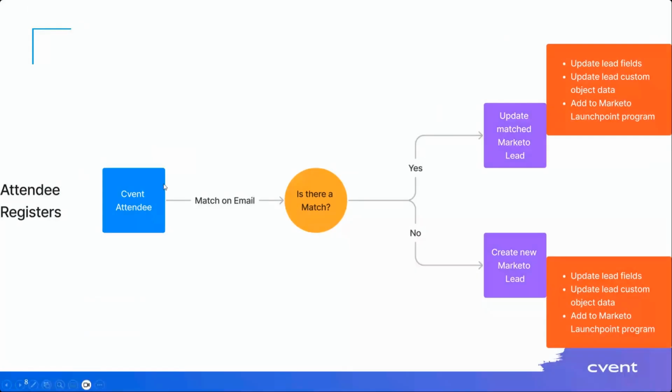The Cvent attendee record is going to be synced over to Marketo, and we're going to try to match on email as the default. Is there a match? The happy path scenario is yes, there is a match, meaning there is a Marketo lead that already exists. We matched it on email, and we'll update any of those mapped lead fields. We'll also update any of those custom objects that you want us to sync. Again, think of that as event and session data.